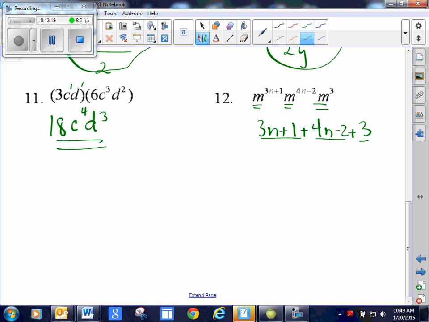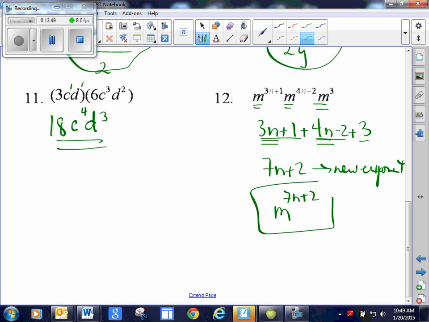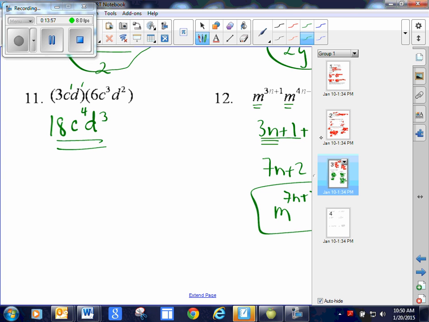Now I have to clean this up. I've got to collect my like terms. So I've got some n's here and n's here, 3 of them and 4 of them. That makes 7n. And I've got a plus 1 and a minus 2. That makes minus 1. And a minus 1 plus 3 is a plus 2. So this is my new exponent for m. So we have to write our answer as m to the 7n plus 2 power. Looks strange, I know, but I wanted you to see how easy it really was if you follow the same rule. Okay, a few more.